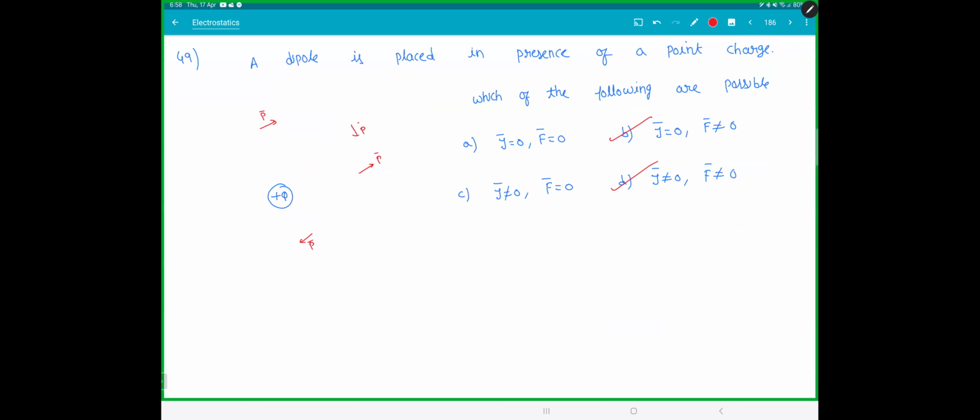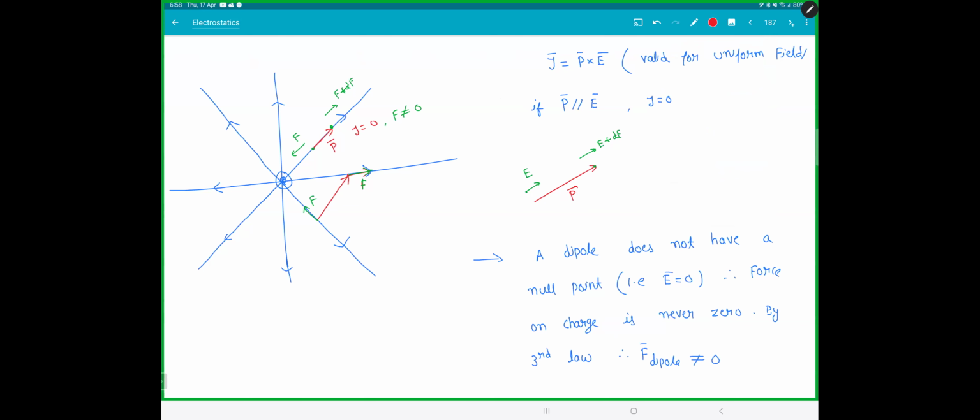Is that clear, everyone? You cannot create a 0 force situation. Any doubts on this? Clear? There. That is how it is. Take a break. Come back by 7 and we'll continue from here.